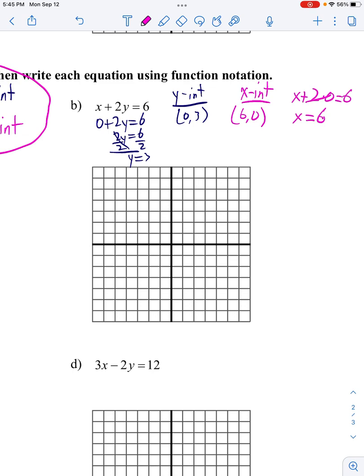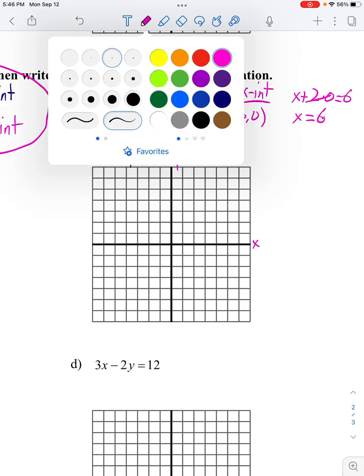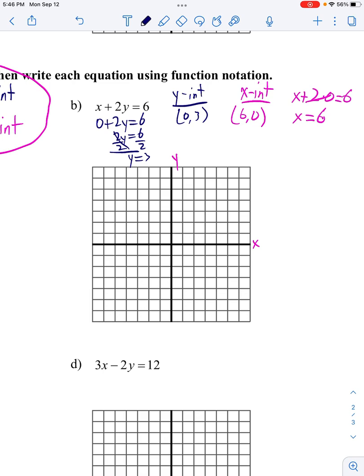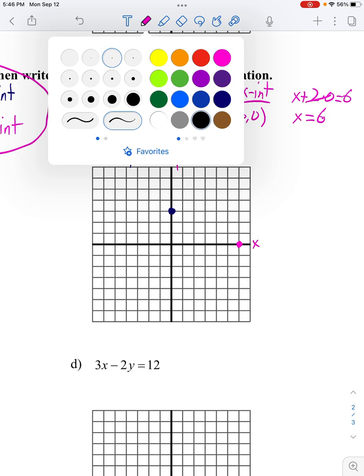Don't get this mixed up, guys, right? X-intercept means my y equals 0, and y-intercept means my x equals 0. Don't get that mixed up on a test, okay? So let's label my axes, x and y. I just got to plot my 2 points. So 0, 3, and 6, 0. Let me use pink for that. 6, 0. Okay, and then I'll just use black.